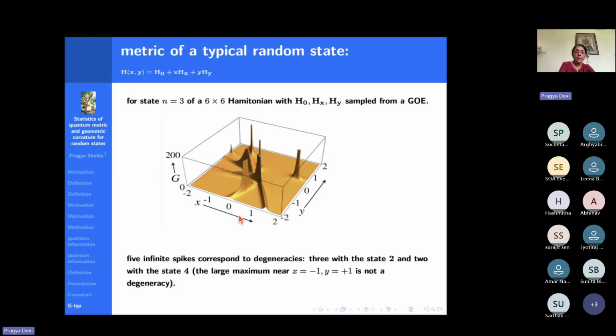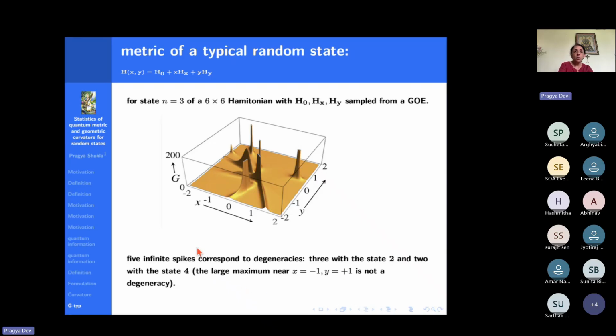So here is the G for the third eigenstate, and you see it just shoots up. If you look at the eigenvalue spectrum of the Hamiltonian H, you can easily connect that these shoot-ups are occurring where there are accidental degeneracies in the eigenvalue spectrum of the Hamiltonian H. As you can see, there are 5 shoot-ups, and 3 of them occur because the third state can be very close to state 2 and can also have two accidental degeneracies with state 4. From the data, which I'm not showing you here, state number 3 has 2 accidental degeneracies with state 4 and 3 accidental degeneracies with state 4, and there is a shoot-up.